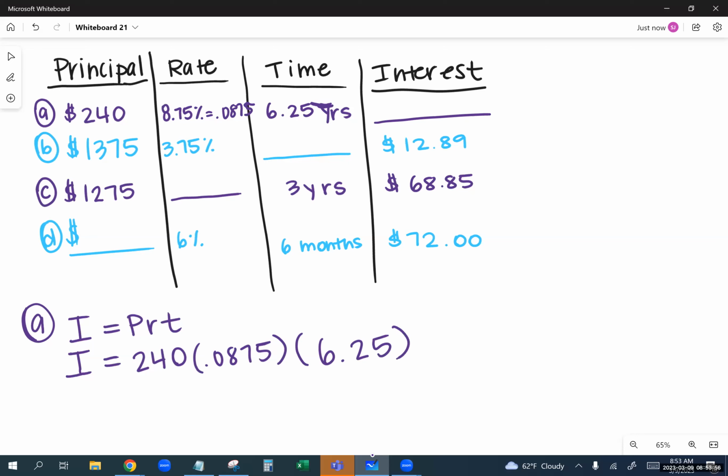And if you get your calculator, I do 240, open 0.0875, close, open 6.25. And I get a syntax error because I was in an exponent that whole time. Got it. I get 131 and 25 cents. Whoever has a calculator, y'all can check me. I have the answers, but okay, because it is interest, it means it is money. And if you did get anything after the 5, just know you would need to round it to the hundredths place.